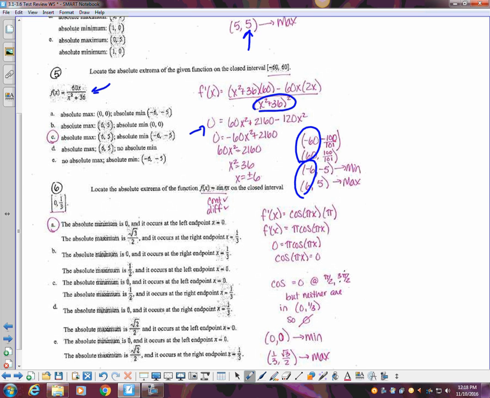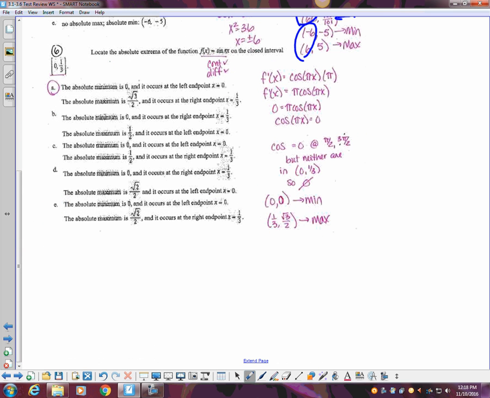Notice I also included the numbers from my endpoints because I'm on a closed interval. Then to get all of these, I plug my x's into my original function to get my y values, and I pick my max and my min. These numbers are really close to -1 and really close to +1. So the 5 and the -5 are bigger.